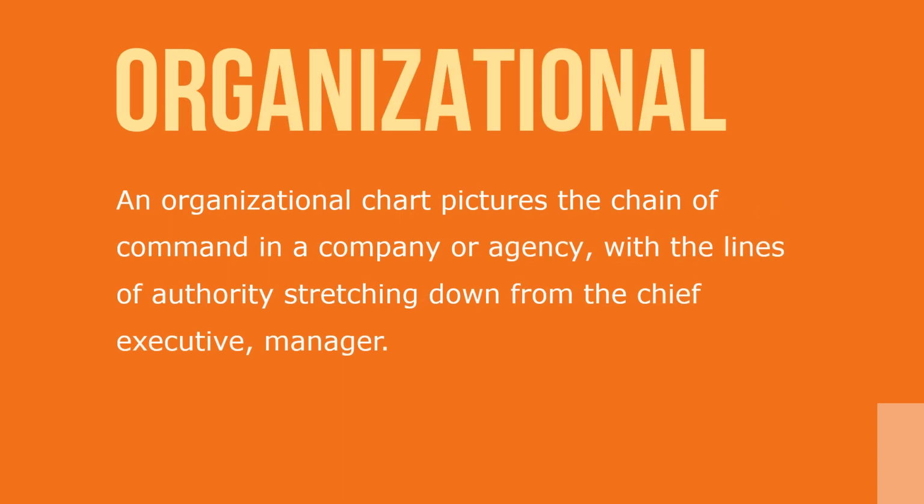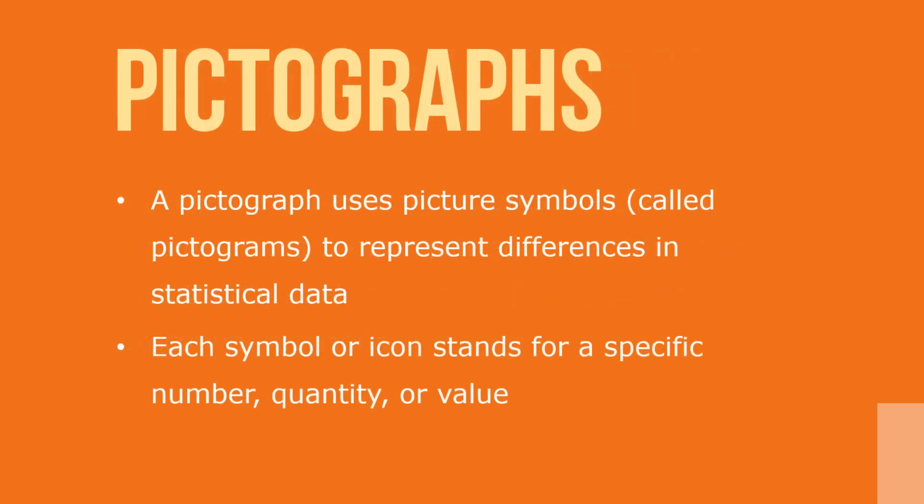An organizational chart pictures the chain of command in a company or agency with lines of authority stretching down from the chief executive through managers and employees. A pictograph uses picture symbols called pictograms to represent differences in statistical data. Each symbol or icon stands for a specific number, quantity, or value.